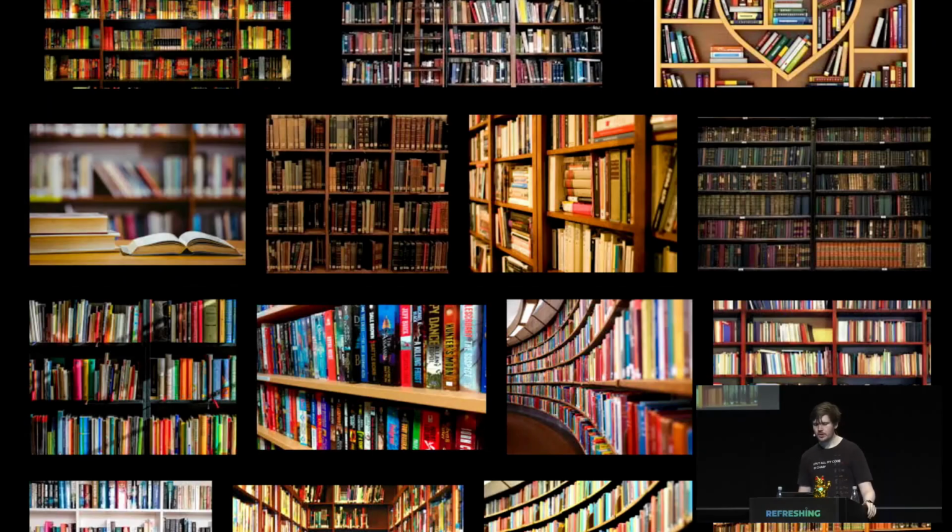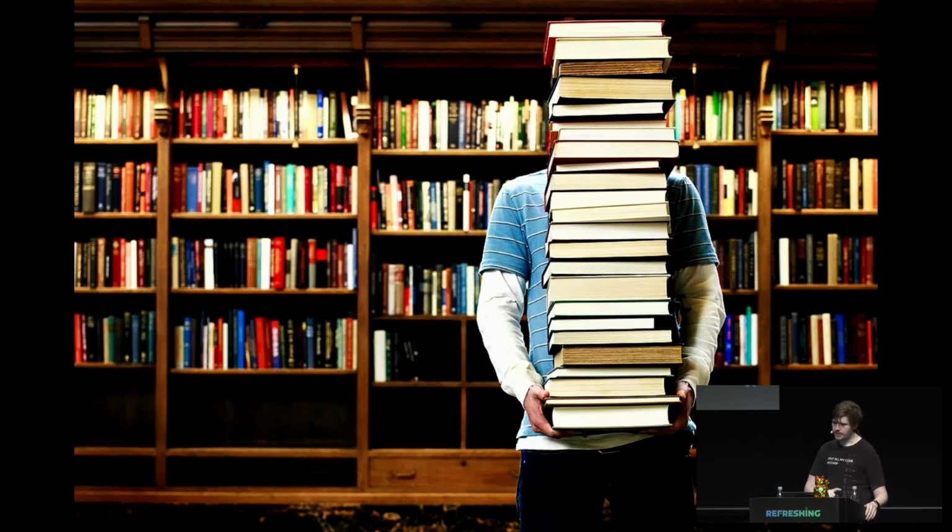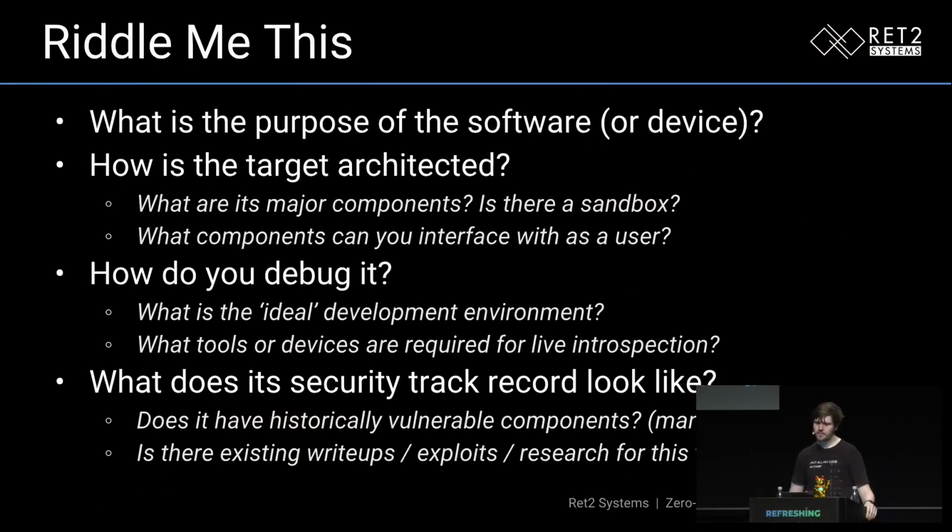So the goal is to build up a security literature, a library of security literature related to your target and its ecosystem. And then I want you to read all of it. But don't force yourself to understand everything in your stack of new literature. The point of this exercise is to build additional context about the software, its architecture, and its security track record.